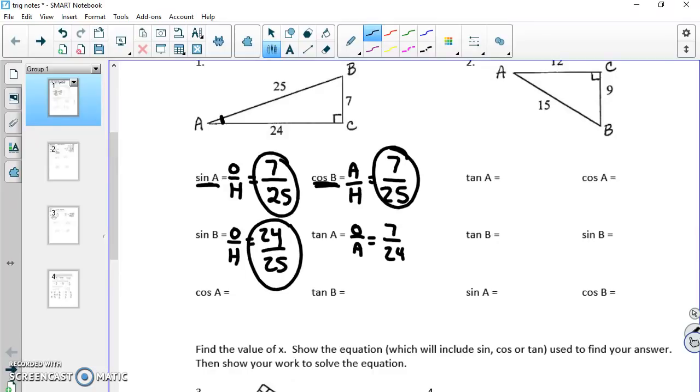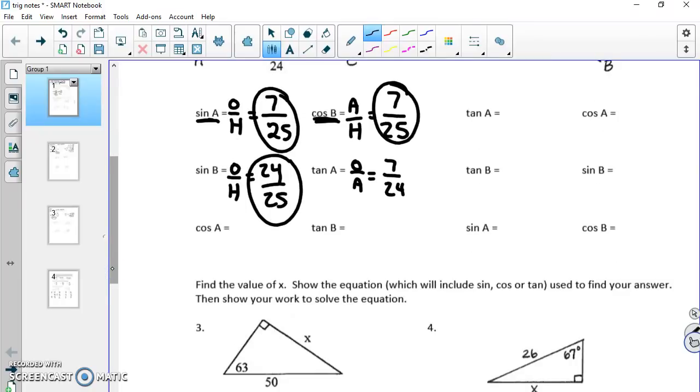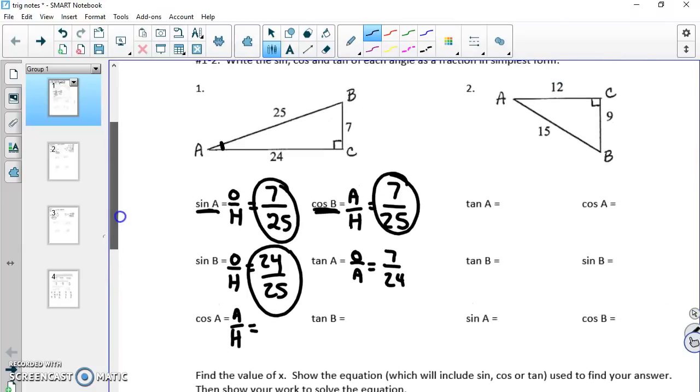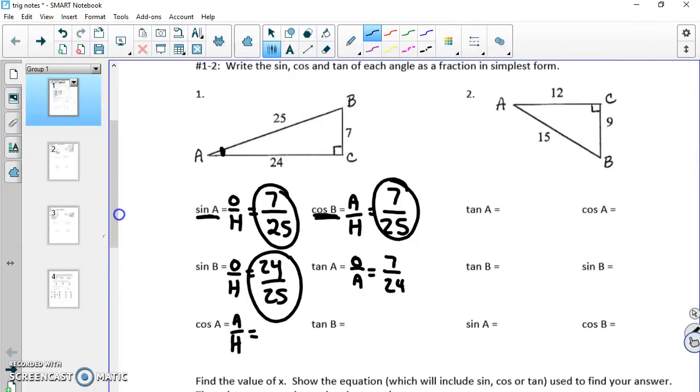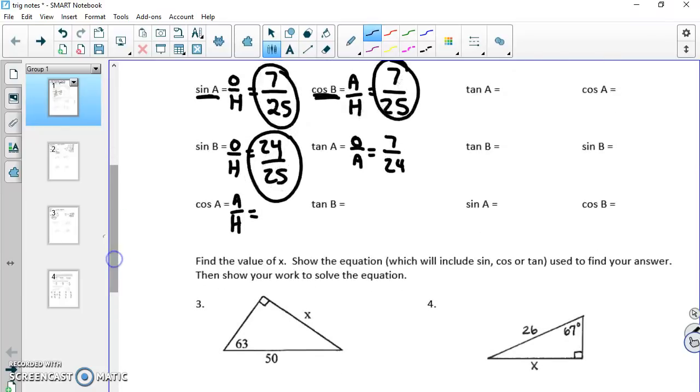Next, we have cosine of angle A. Cosine is the adjacent side over the hypotenuse. Okay, so go up to angle A. What's my adjacent side here? That's going to be 24 because my hypotenuse is 25. So cosine of A is 24 over 25.